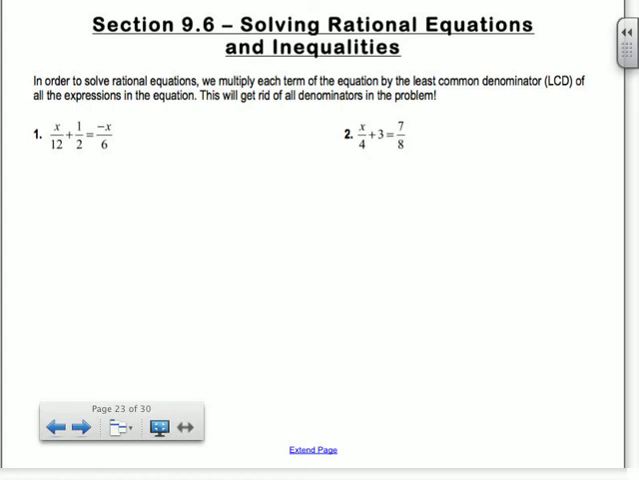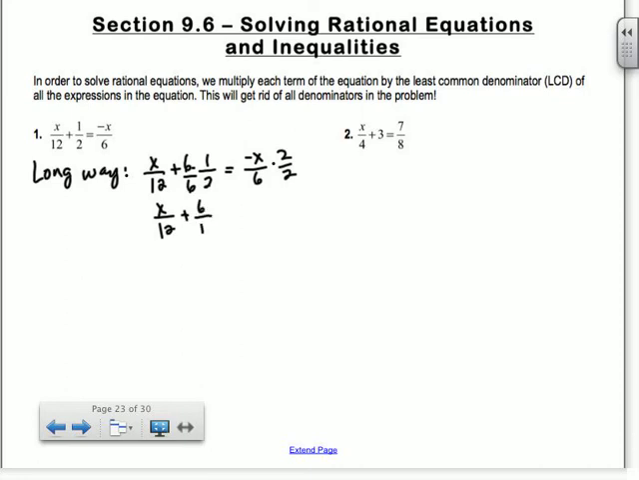You could change all of your denominators so that they're the same thing. So if you do that, what denominator would you make them? 12. Okay, so this would be what I would call the long way. So you don't have to write this. So the long way would be to change everything to 12. So that 1/2 you'd multiply by 6 over 6. The negative x over 6 you'd multiply by 2 over 2. You'd get x over 12 plus 6 over 12 equals negative 2x over 12.